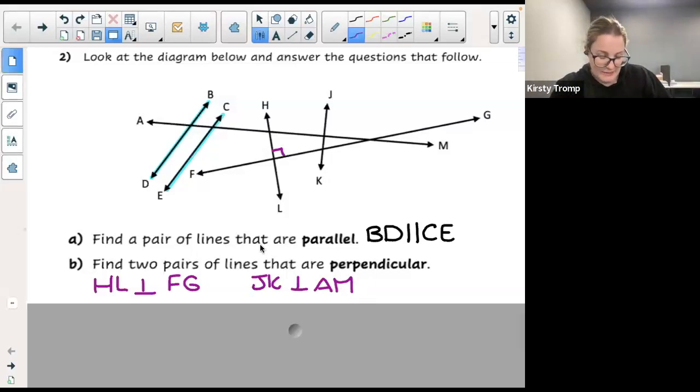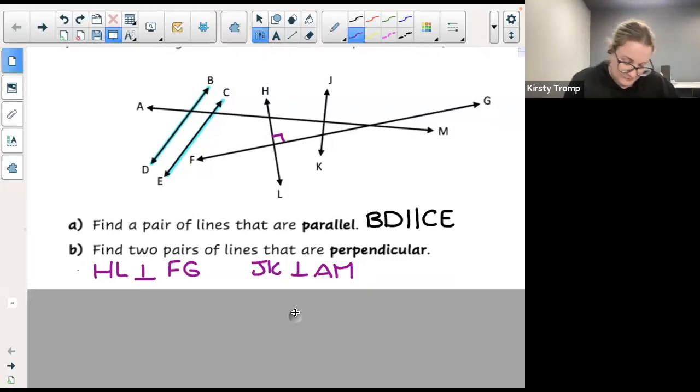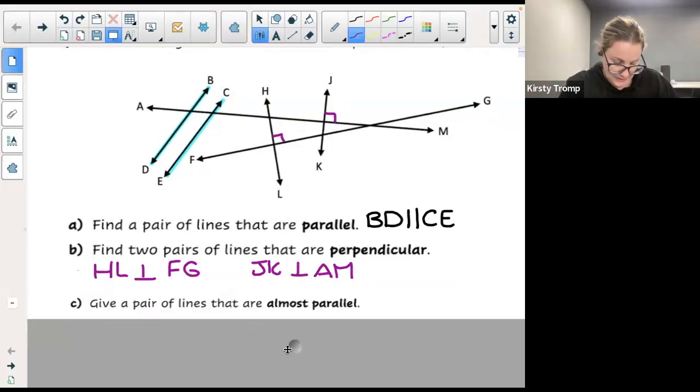Okay, let's have a look at the next one. So let's put a perpendicular sign there. Give a pair of lines that are, and this question is a bit weird, but that are almost parallel. So give me a pair that are almost parallel.